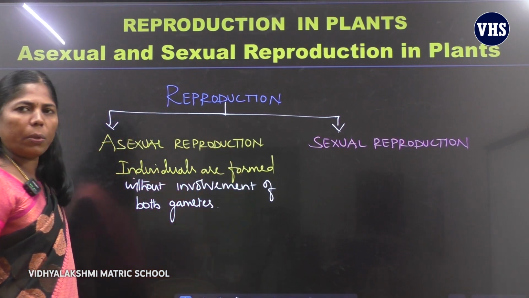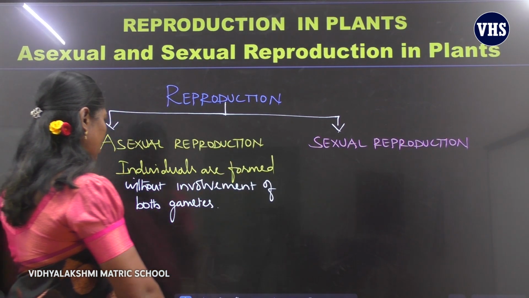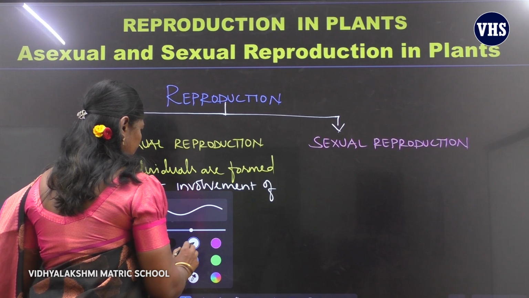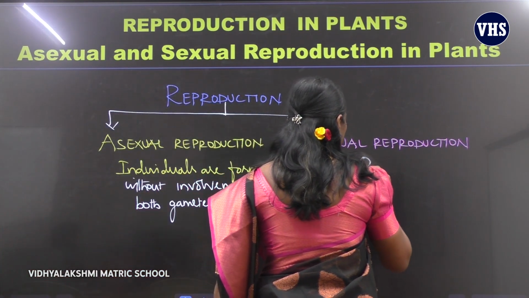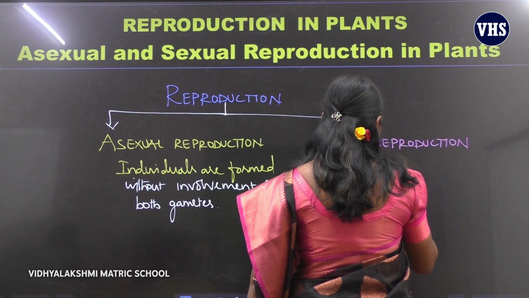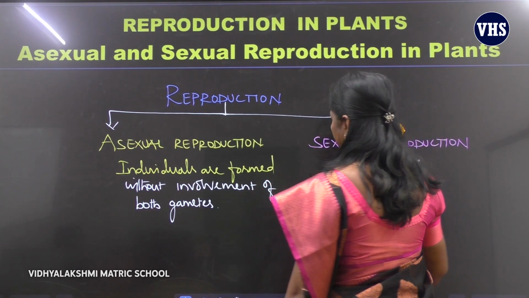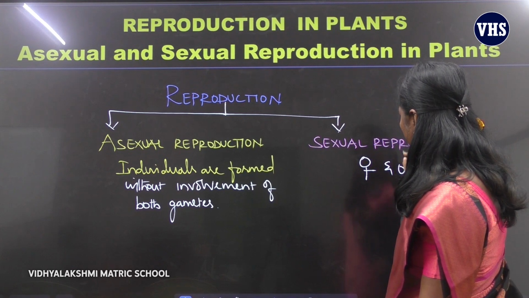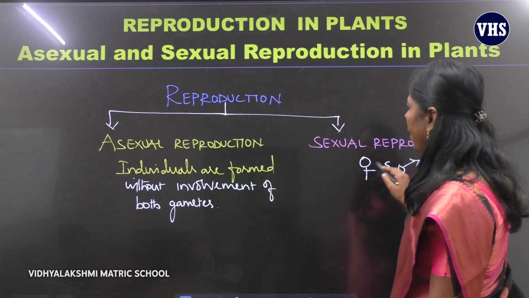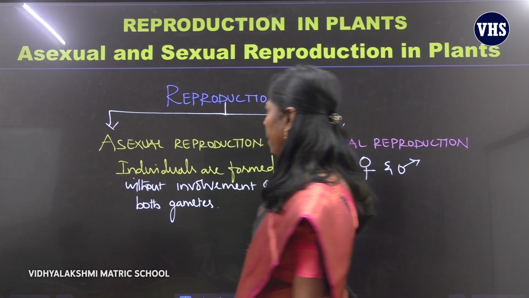Okay, so what about sexual reproduction? This is just opposite to that, involvement of the female and male gametes. Actually the individuals are formed by the sexual method or sexual reproduction. Male and female gametes, both of them are involved.